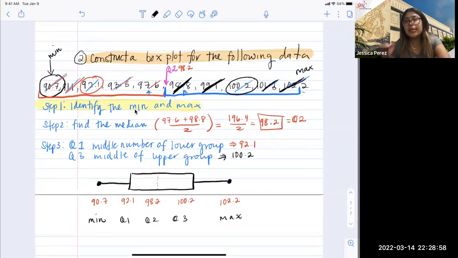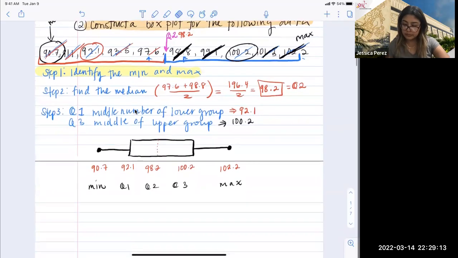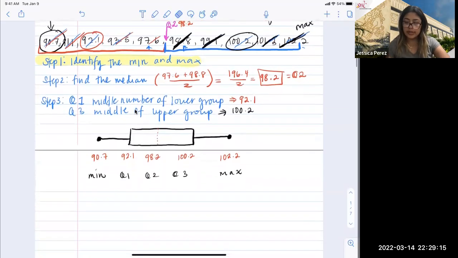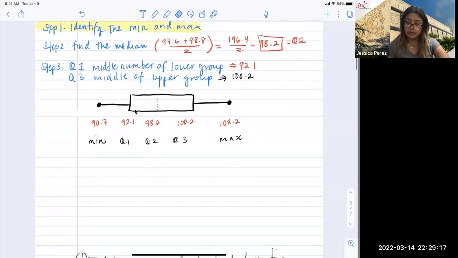Q1 is your lower quartile, the median of the lower half, and Q3 is your upper quartile. So there it is. That is question number 2. Moving on.